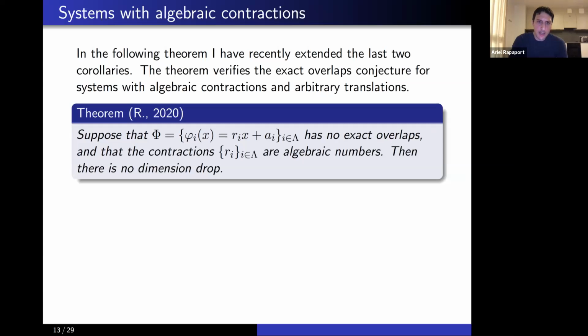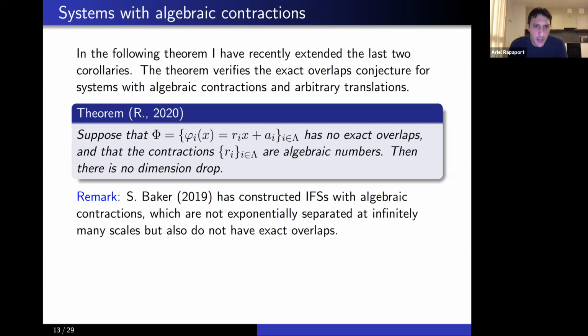Yes. I'll just add a remark that in 2019, last year, Simon Baker constructed function systems with algebraic contractions, which are not exponentially separated at infinitely many scales, but also do not have exact overlaps. So you want to say that under your assumptions, it does not follow that you have exponential separation? Yes. In Baker's examples, which you cannot handle with Hochman's result, you can handle with this theorem, which shows that in the situation that you have algebraic contractions, no exact overlap, but also no exponential separation at infinitely many scales, you don't have dimension drop.